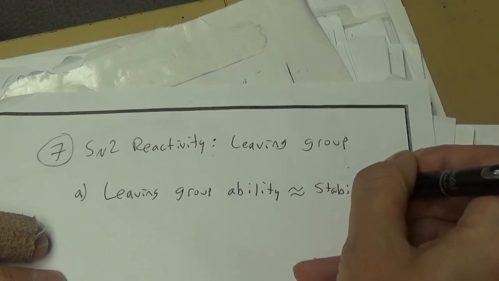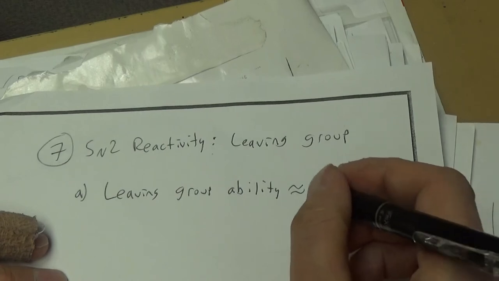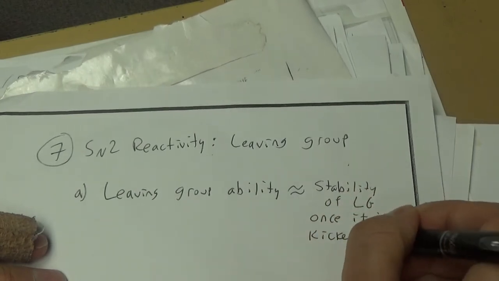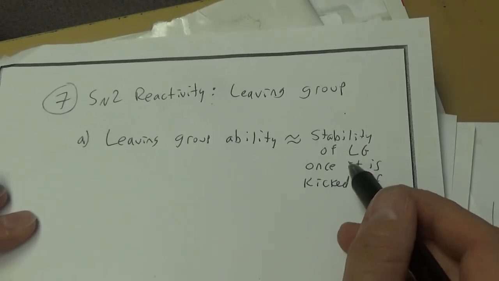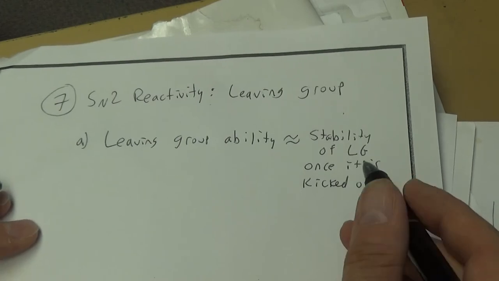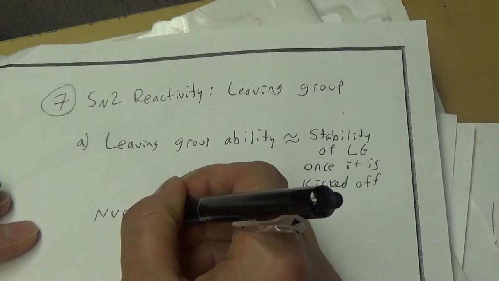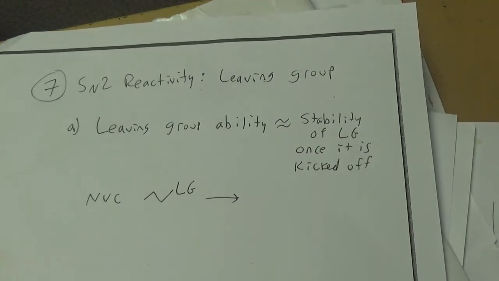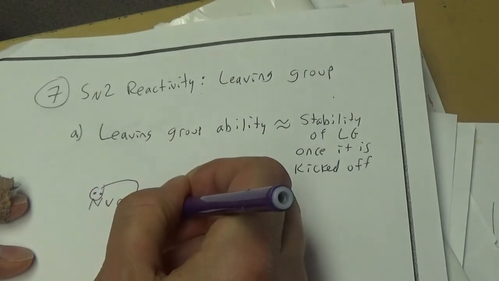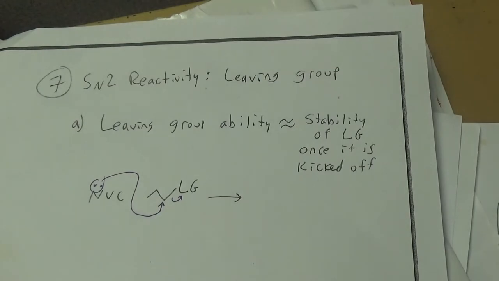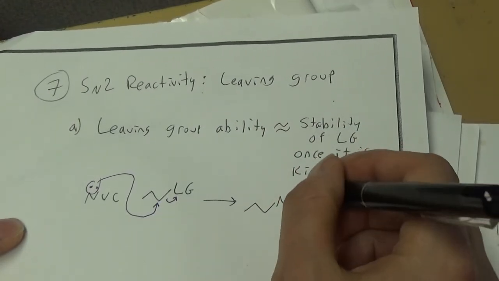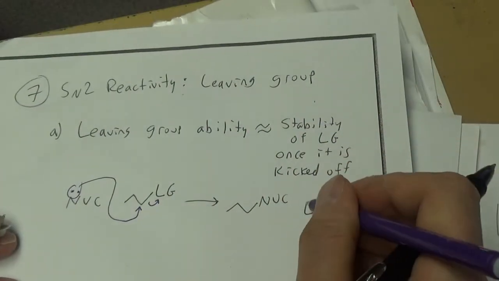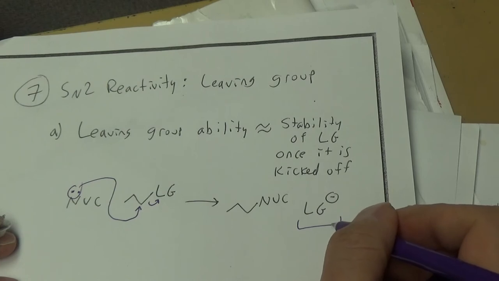Stability of a leaving group once it is kicked off. Right? If the leaving group is very unhappy and unstable, it's not going to want to be kicked off. It doesn't want to be a good leaving group, right? Okay, so you can kind of envision this, like if I have a nucleophile and I have a substrate with a leaving group, and I have the nucleophile kick off the leaving group, what do I get? The product with the nucleophile attached, and we get the leaving group negative. And if this thing is unstable, then that's going to be a problem, right?